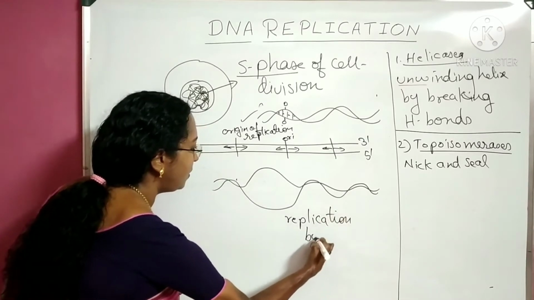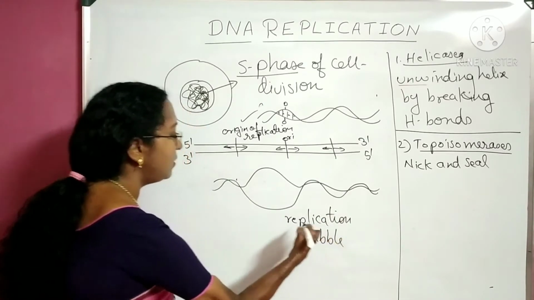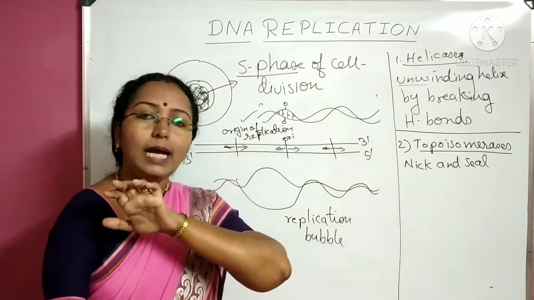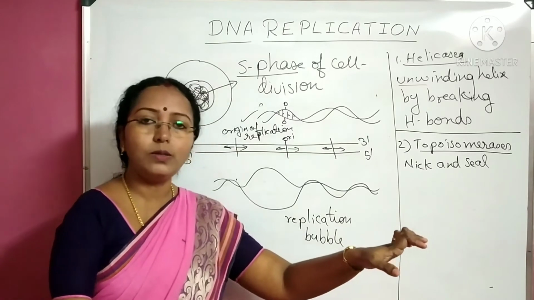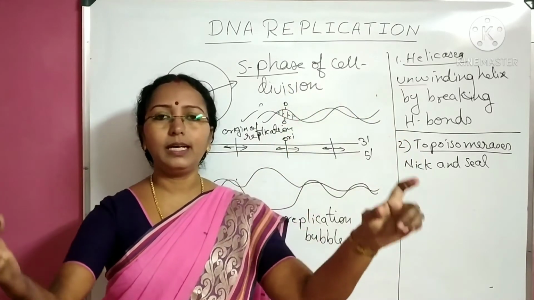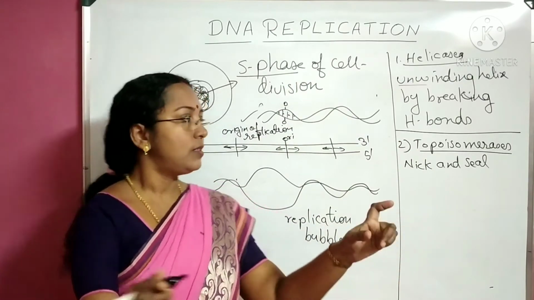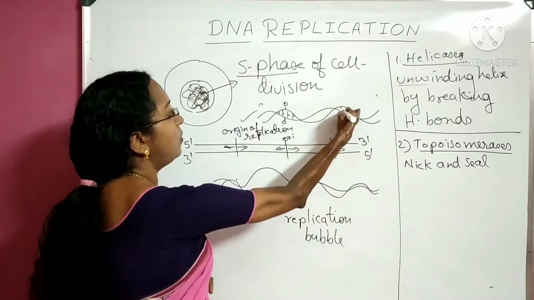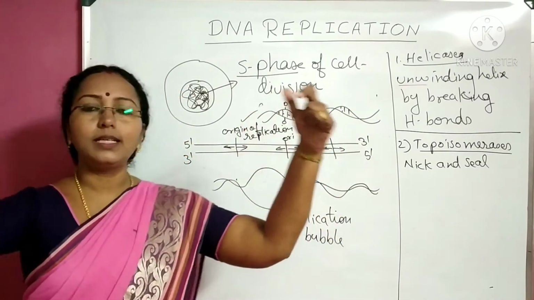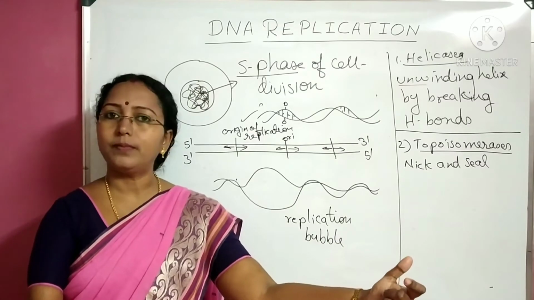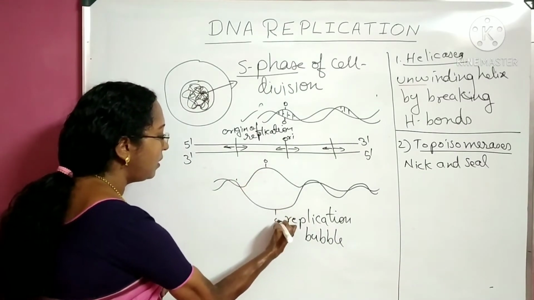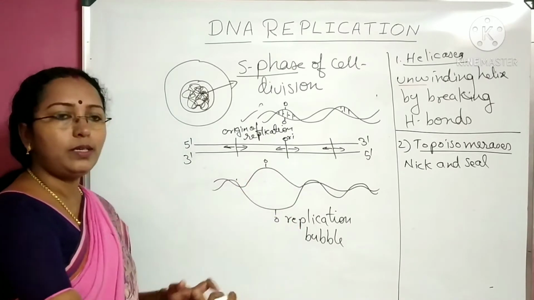The replication bubble. So when does this happen? At the origin of replication, when the helicase enzyme is coming and breaking the hydrogen bonds, at that time the two strands are getting separated. So you are getting a replication bubble. If this is another origin of replication, imagine, then at the same area here also you will get another bubble. Okay, so this is the origin of replication here and hydrogen bonds are getting broken, you got a bubble.